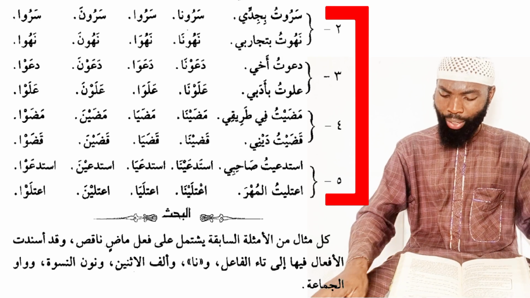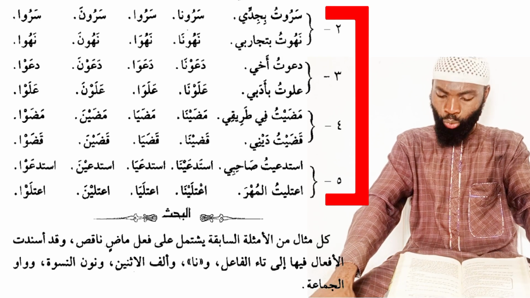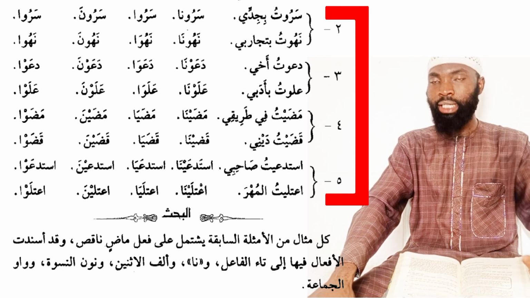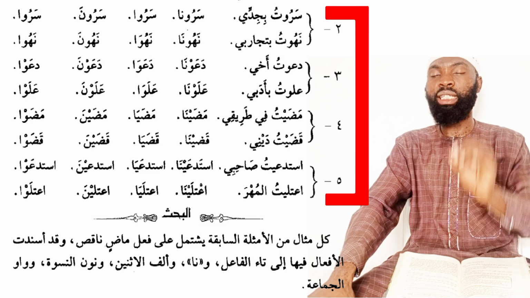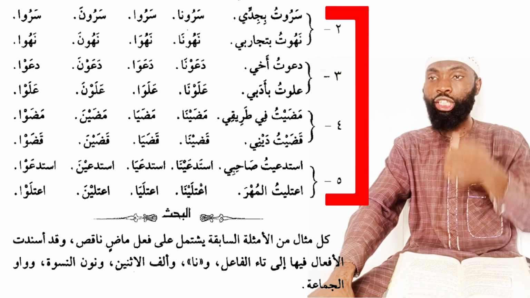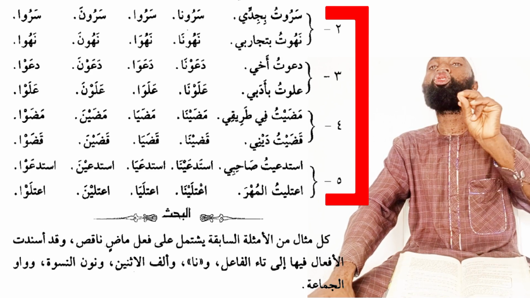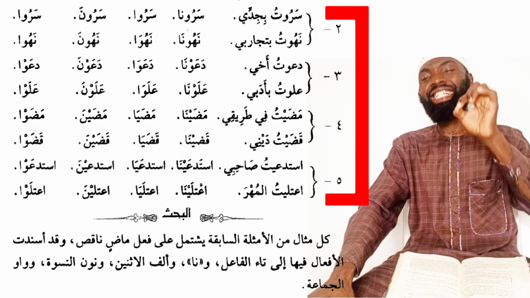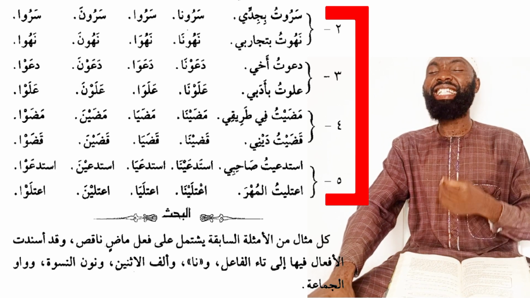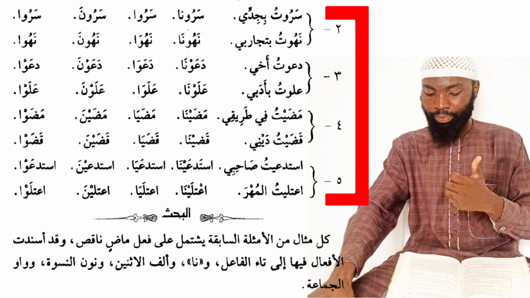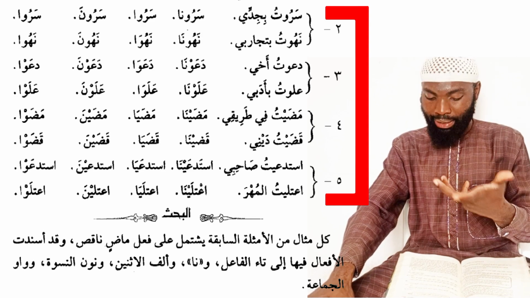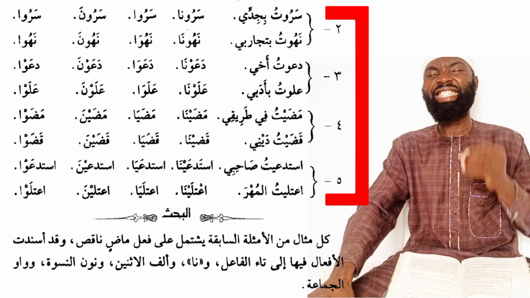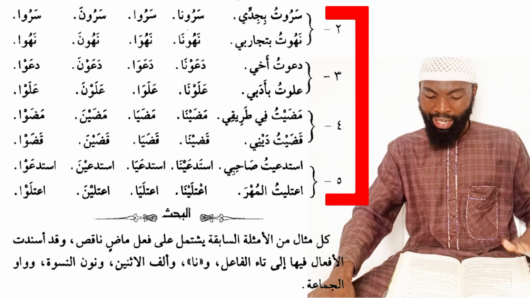Number 5, the last section, we have the word istada'aitu. Istada'aitu sahibi, I called upon my partner, my friend. So istada'a, that is the word ending with alif that originally is ya. So any word coming in this pattern, you simply change it to ya. So we have istada'aina, we all summoned. Istada'aya, both of them invited. Istada'aina, all the females invited. Then istada'aw, all the males invited.